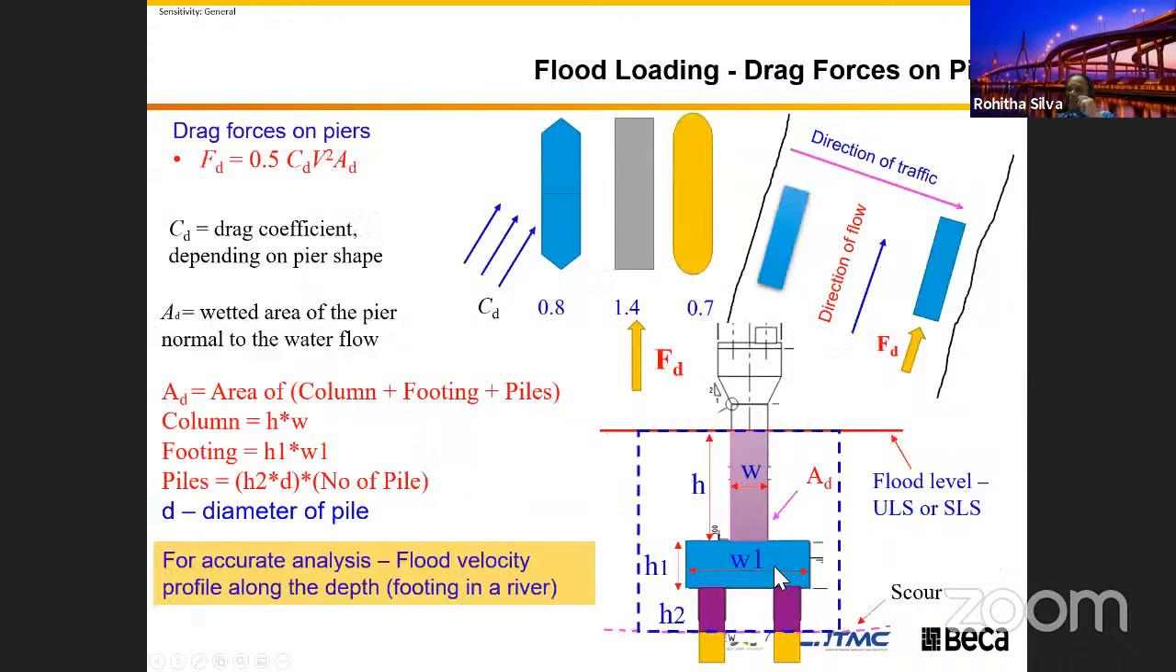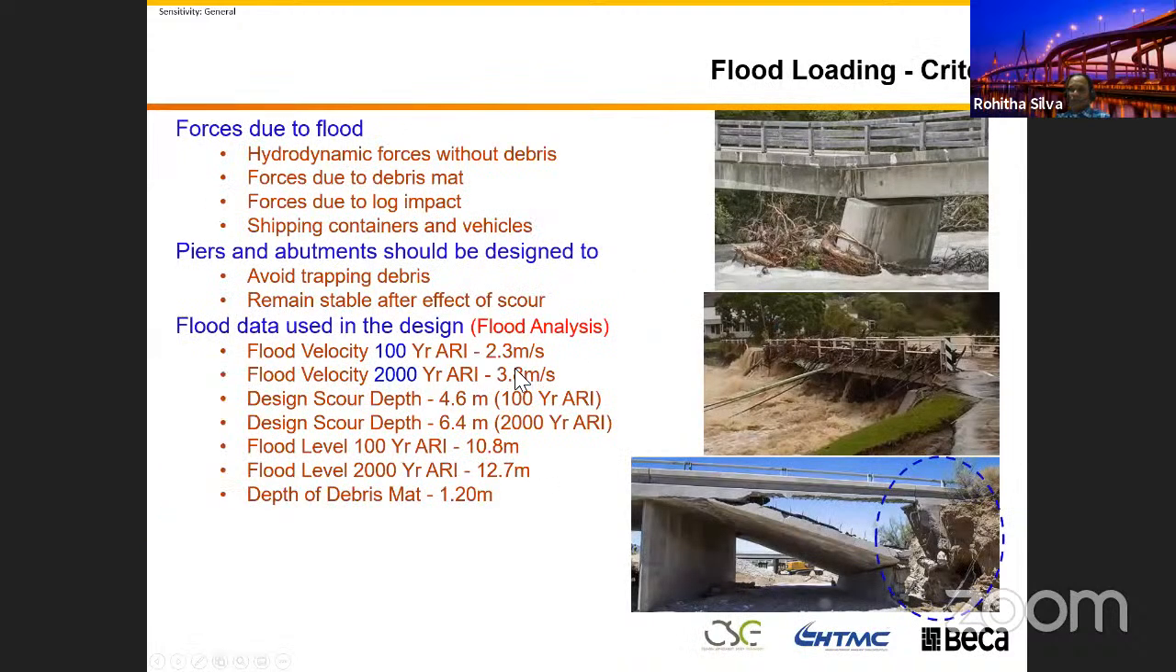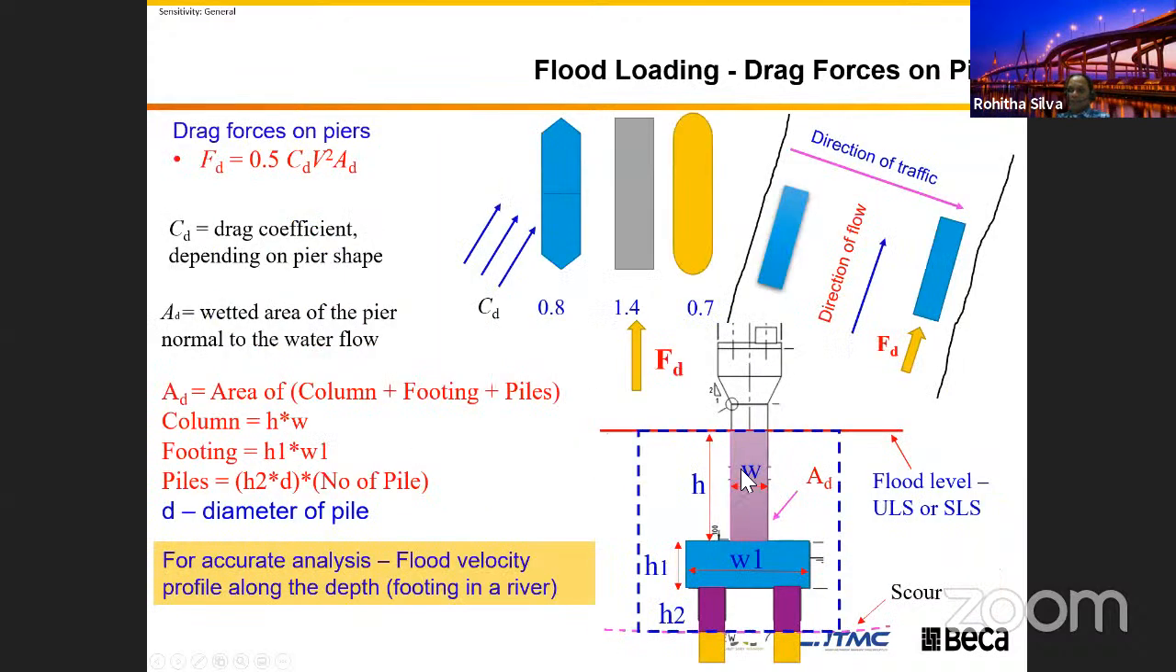If you are really keen, you can apply all these forces in this level, but it's a bit too conservative. If you apply the velocity 2.3 in the column as well as in the bottom section of the pile, yeah, it is a bit too conservative, but you can just make your judgment.